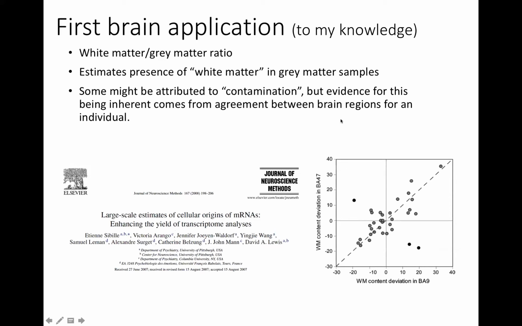But they also presented evidence that this is an inherent variability across individuals. If you look at samples from the same person for two different brain regions, this white matter ratio tends to be concordant, and so these exceptions here might be ones where there was just contamination. This is obviously quite crude in the sense that it isn't cell type specific, but white matter is heavily enriched in glial cells compared to gray matter. So this is something about variability in glial content across samples.